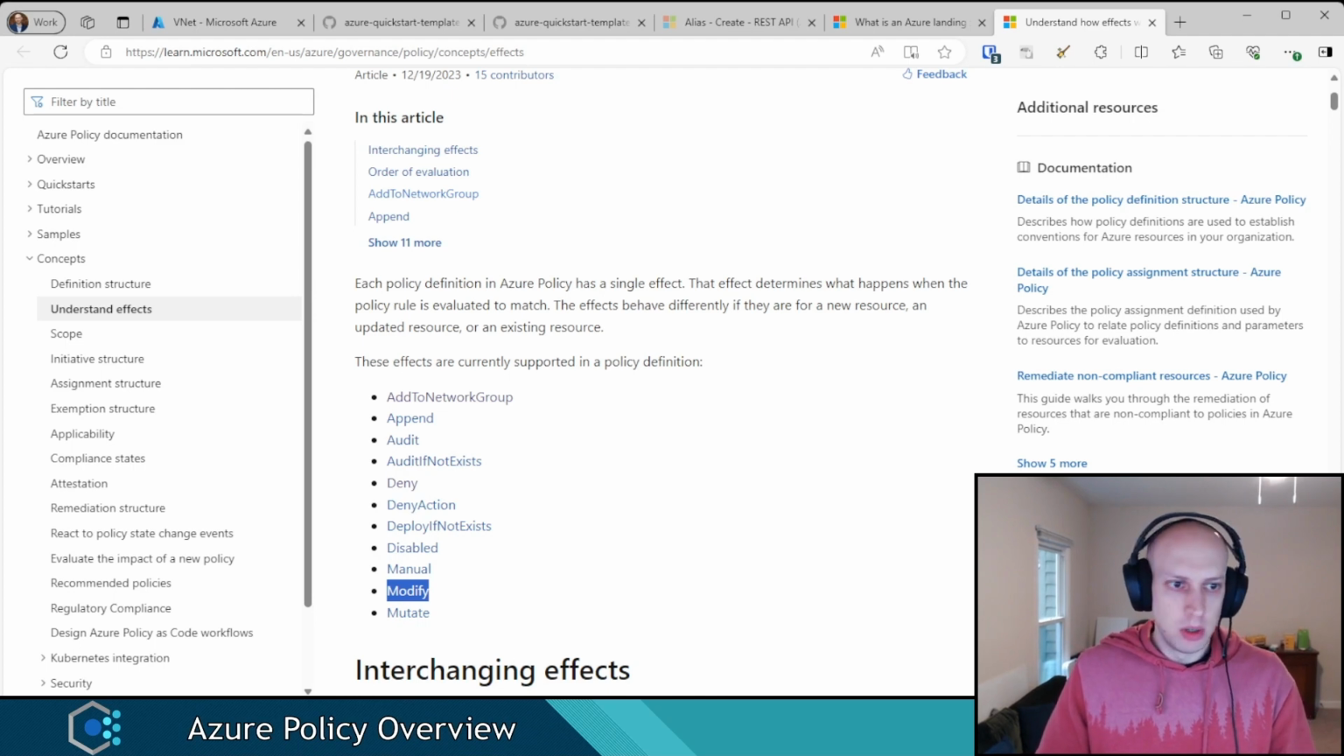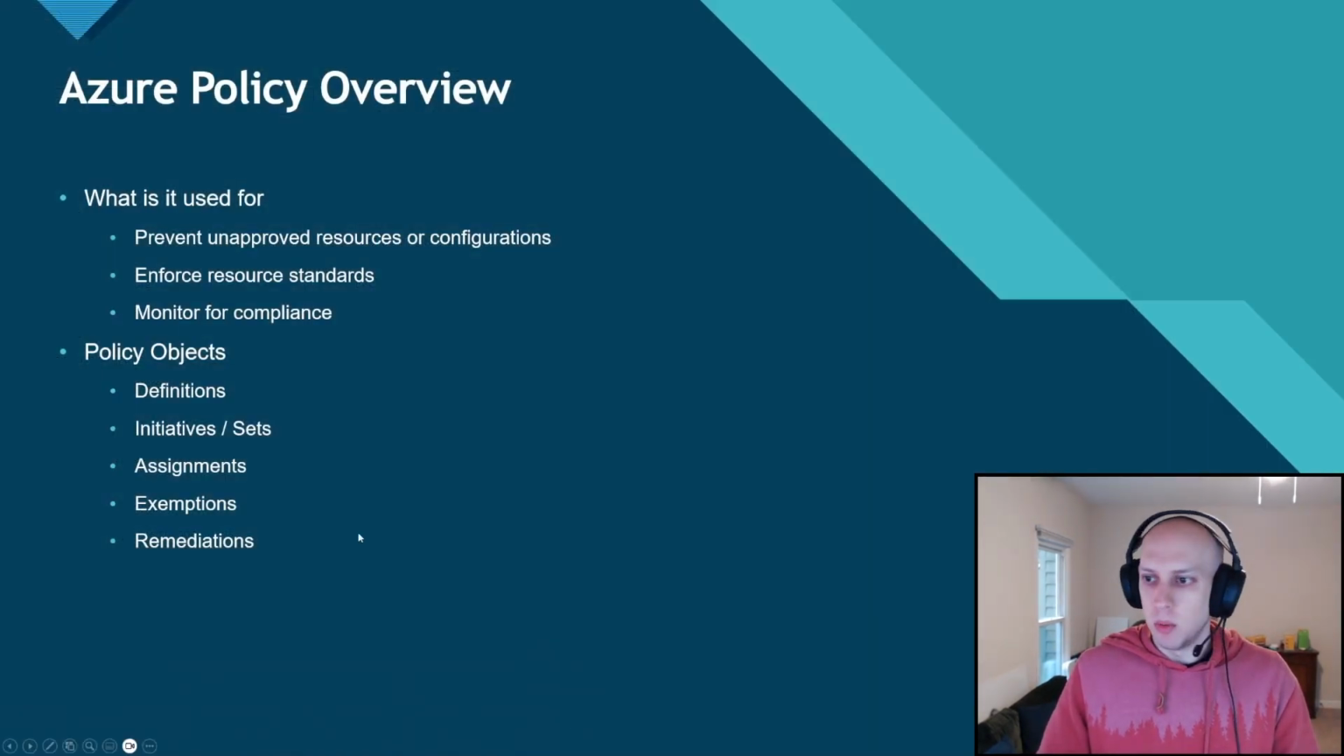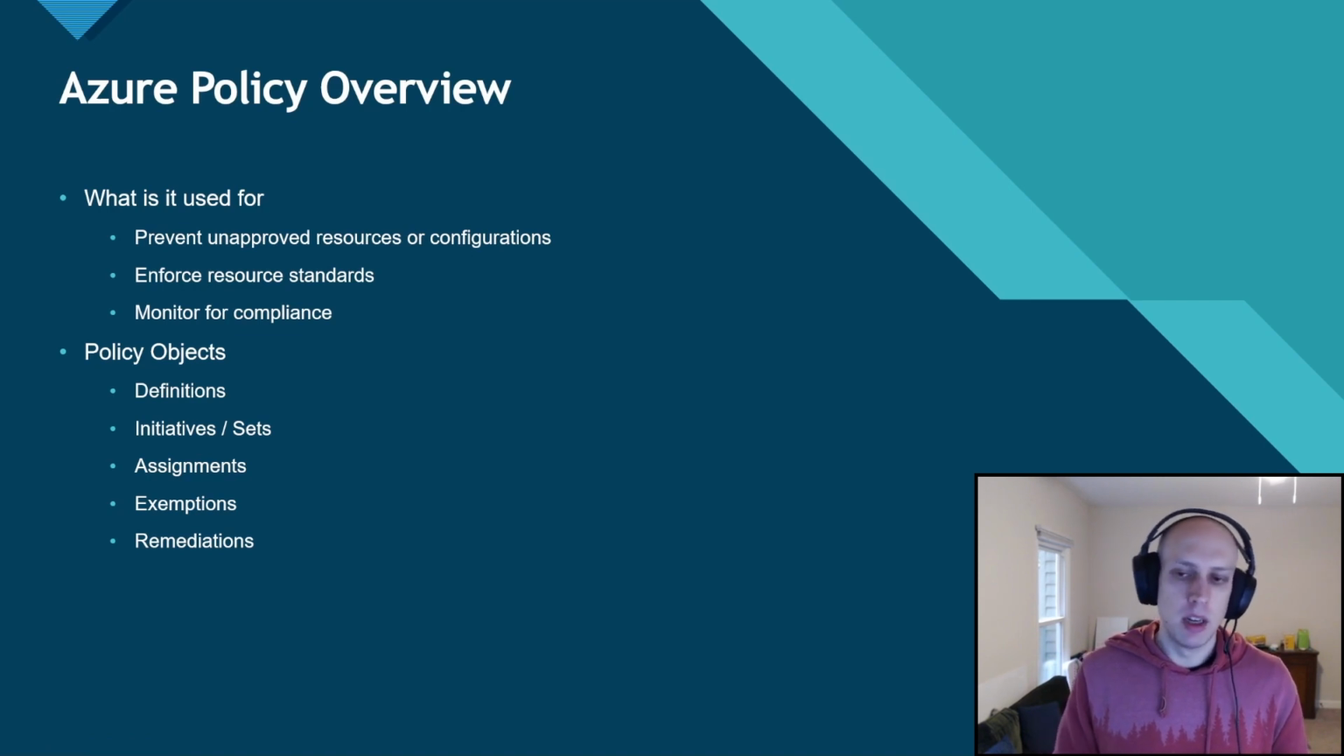Going back over the things that we covered here, let me switch back. We talked about what policies are used for, some common circumstances or common policies that might be created, and how you monitor for compliance. We went over the policy objects themselves, definitions being a single policy parameter you're trying to check for, an initiative being a collection of definitions that you have set, an assignment being an assignment of either an initiative or definition on a management group, subscription, or resource group. And then you have exemptions, which are exempting an individual resource or container from a policy, and then remediations, which are used to retroactively apply policies to objects that exist.